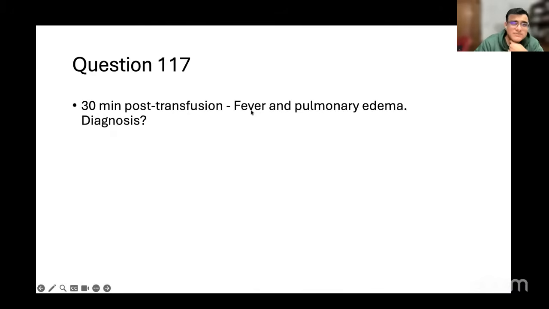30 minutes post transfusion, fever and pulmonary edema. Diagnosis? TRALI, transfusion associated lung injury. Usually 6 hours is the criteria. If it is happening too late, it is usually not TRALI. So TRALI would have been one of the options there, and TRALI was the correct answer.